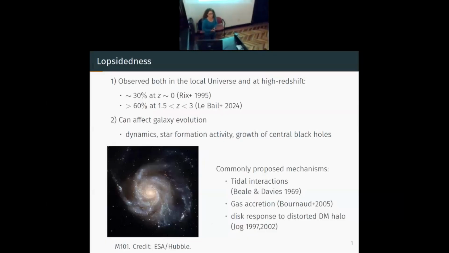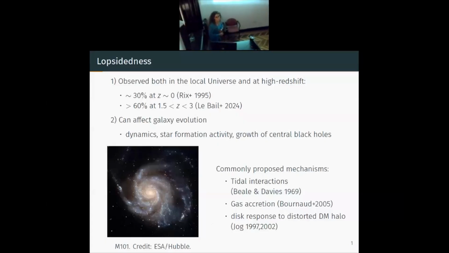When talking about morphological perturbation, in particular, I'm here focusing on lopsidedness, which refers to an asymmetry in the mass and light distribution of these galaxies, where one side of the disk is more extended than the opposite side. And why is this perturbation interesting? Well, because they are observed both in the local universe, and there are also observations at higher redshifts.